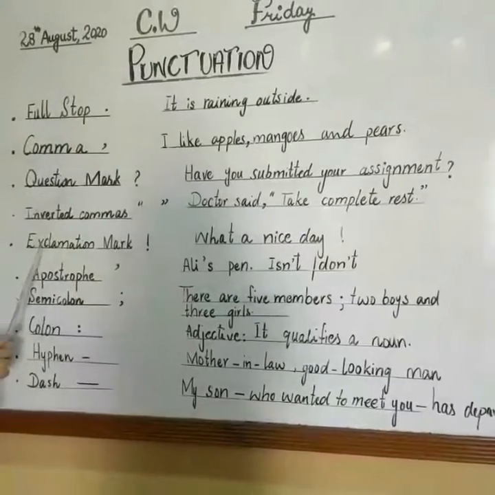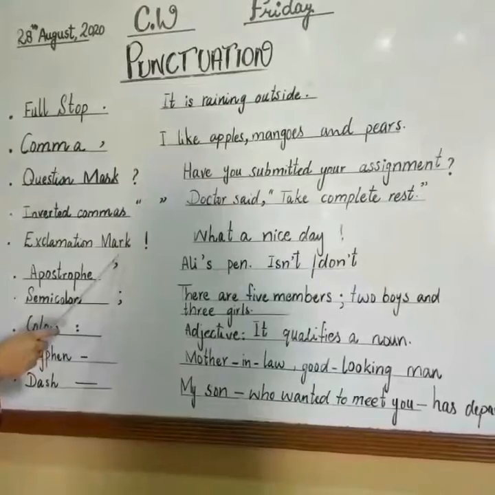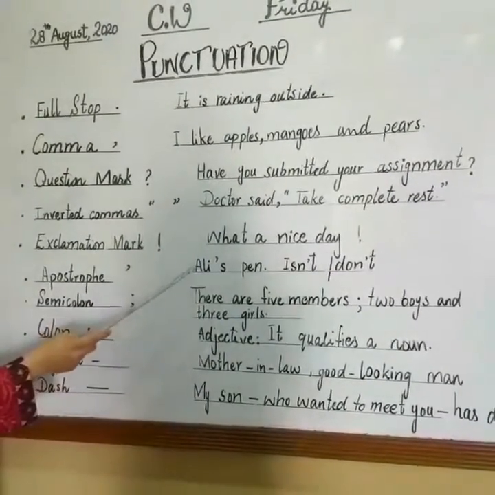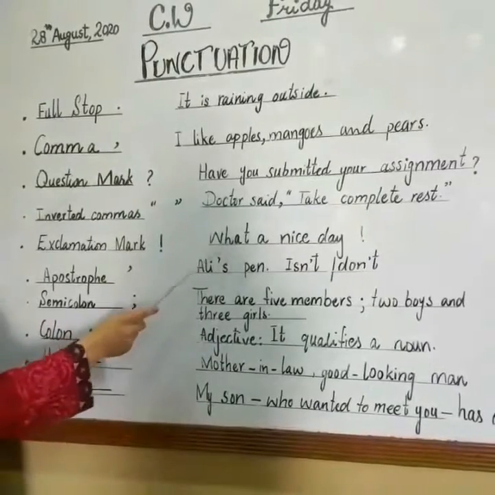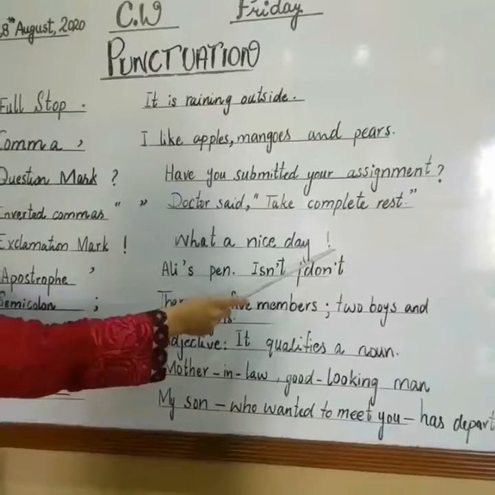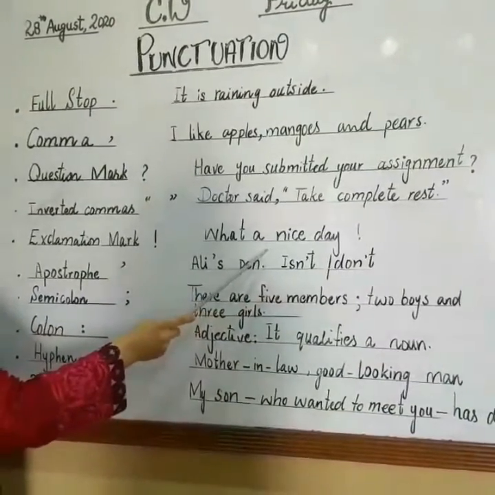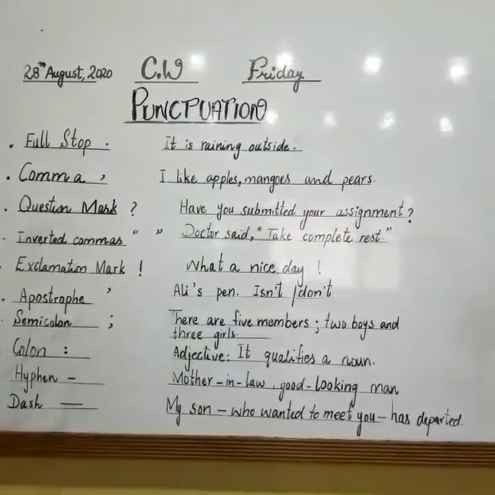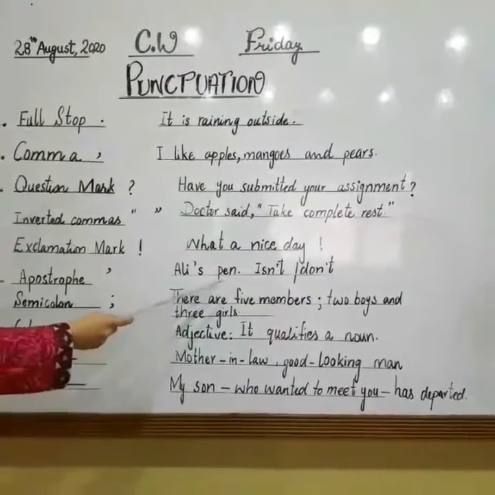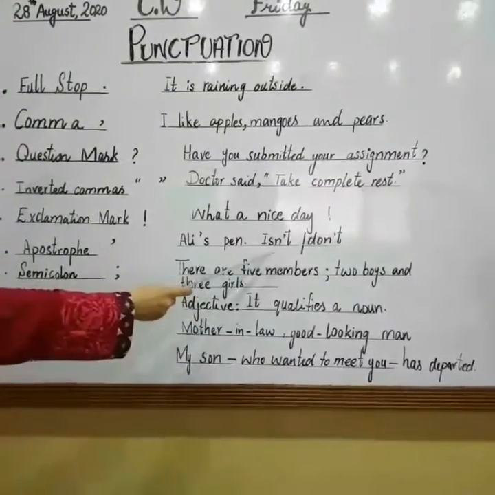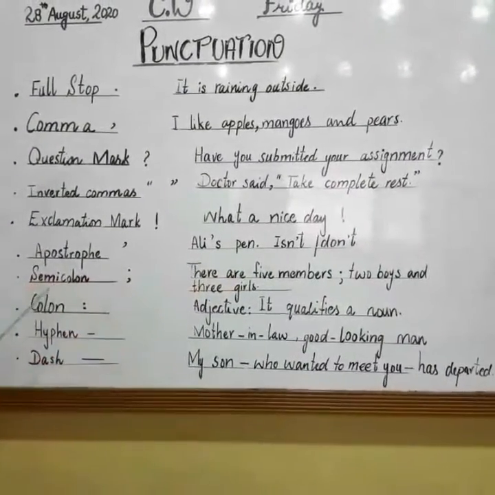Next is exclamation mark. It is used at the end of exclamatory sentences, or sometimes we put an exclamation mark at the end of an interjection. Here the given example is, what am I saying! And I have put an exclamation mark at this exclamatory sentence. Next is apostrophe. Apostrophe is used to show possession. For example, Ali's pen. And sometimes we use it to show the contraction form of a word. For example, isn't, don't.